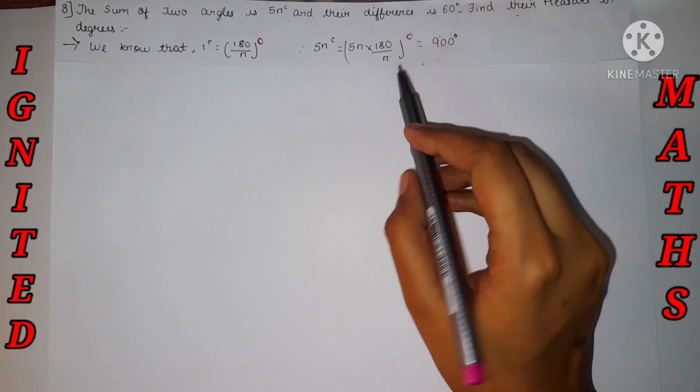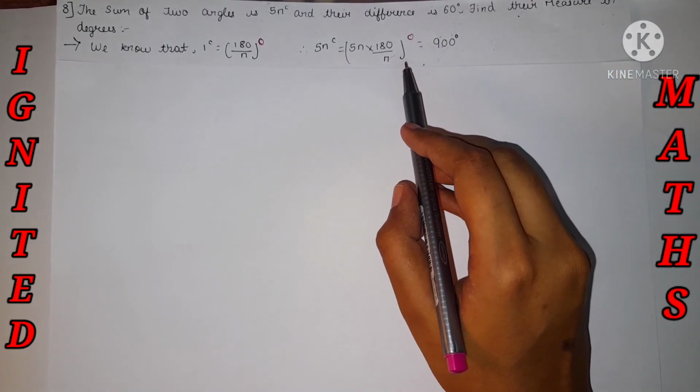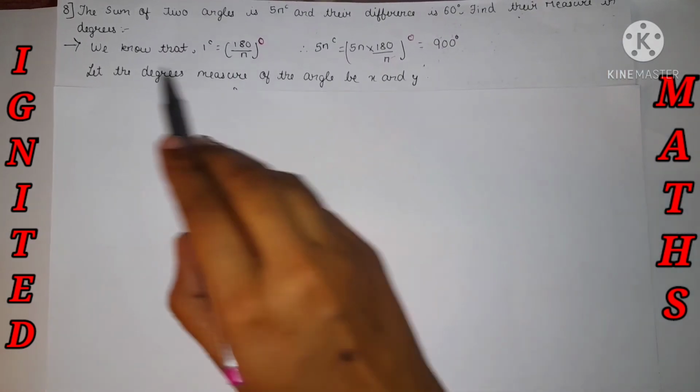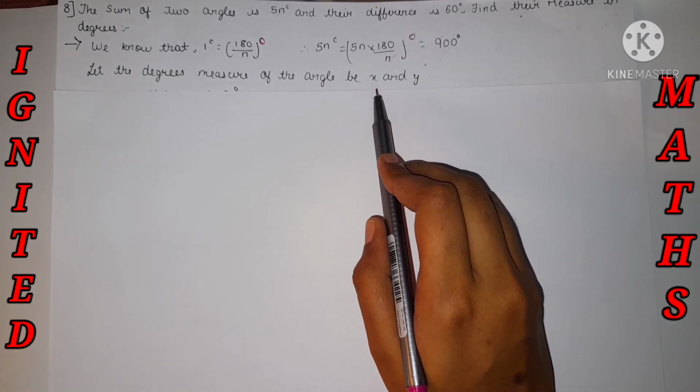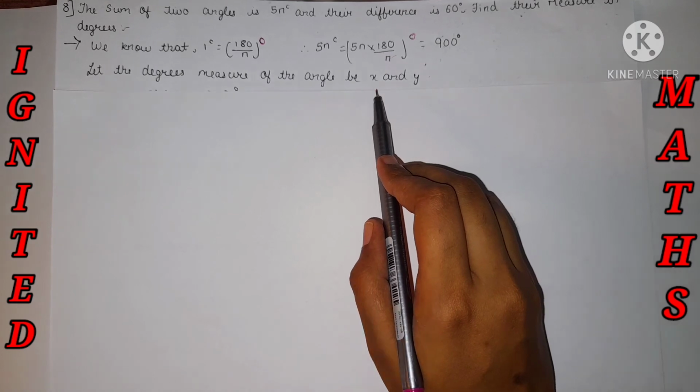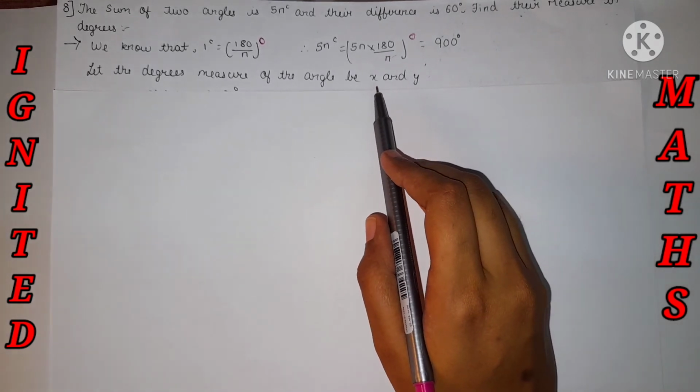Yes, so we have converted into degree form. Now let's start with the solution. Let the degree measure of the angles be x and y. Even we can take other values like a and b. It's up to us. So we took x and y.